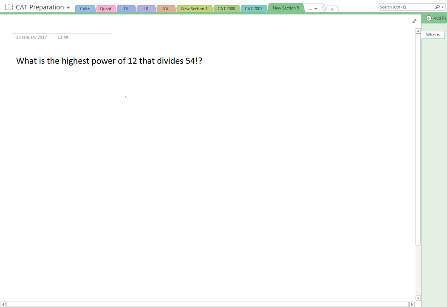This is a relatively easier question if you have done the basic sections properly. So 12 will be 2 square into 3. So we need to find how many 2 squares and how many 3's will go into 54 factorial.